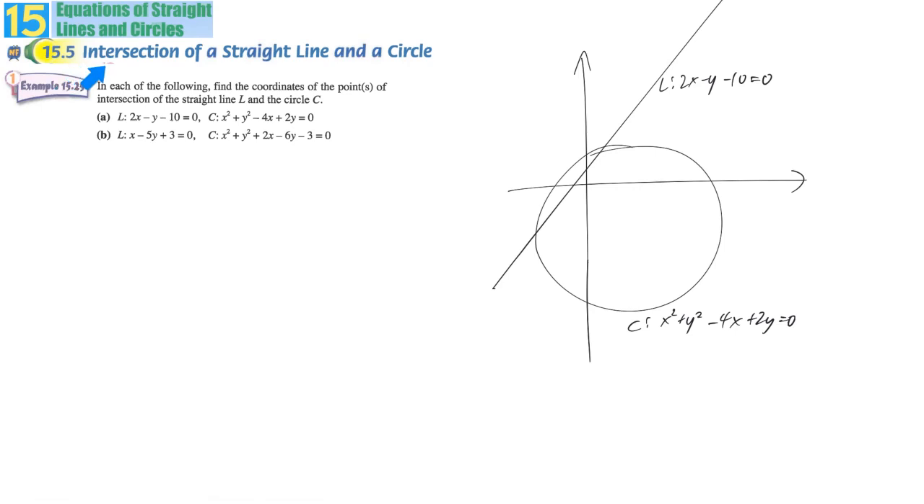In this section, we are talking about the intersection between a straight line and a circle. If you still remember what we mentioned before, for an intercept point of two straight lines, we just need to handle the simultaneous equation. For example, this is y equal to 2. This is x equal to y plus 4.